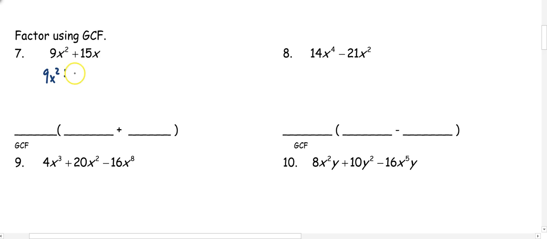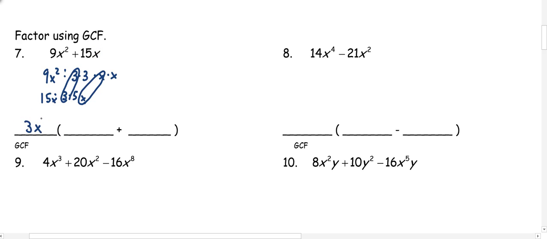9x squared, two numbers that multiply to 9 are 3 and 3, x times x. 15, two numbers that multiply to 15 are 3 and 5. And we have an x there. So they have in common a 3 and an x, which makes sense because both numbers are divisible by 3, and x is the lowest exponent. So our GCF is 3x.